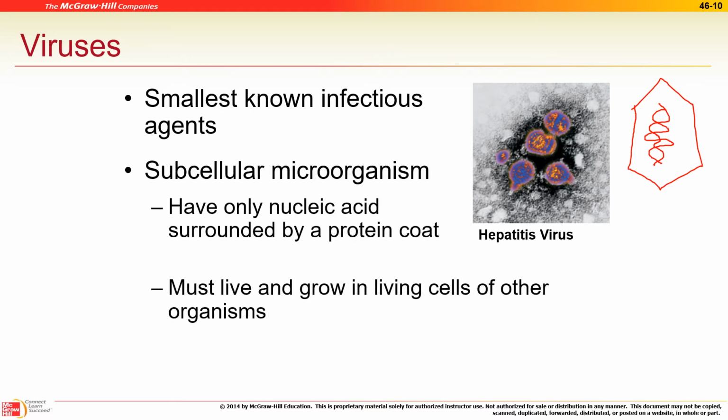So they can't self-replicate. They have to actually inject into a host cell and hijack that host cell's mechanism for replication. Because of that, it's very hard to grow viruses in the lab because you'll need susceptible host cells for them to attack and multiply.